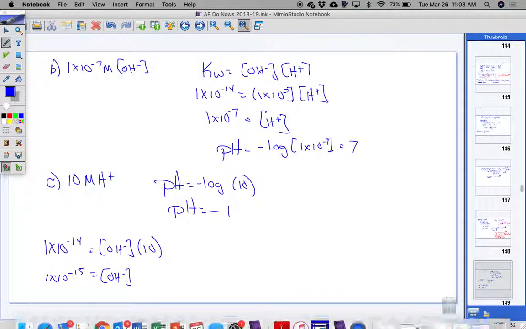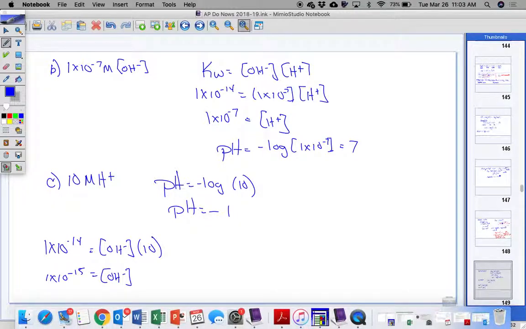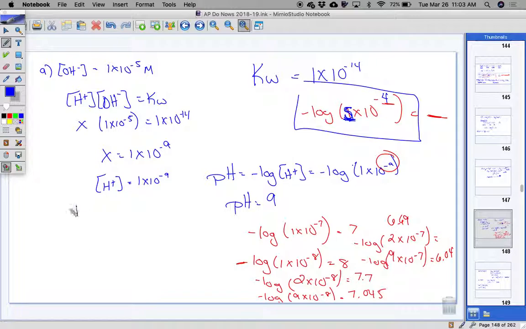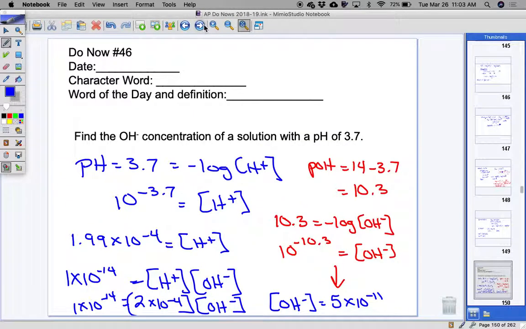Okay? All of this Kw stuff leads us to some really nice correlations. Let's look at that. Is that acidic or basic? Acidic. This one's neutral, and the first one was basic, right? It just has to be below 7 to be acidic.